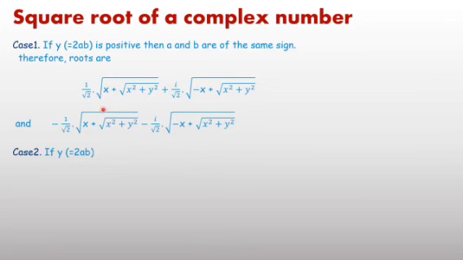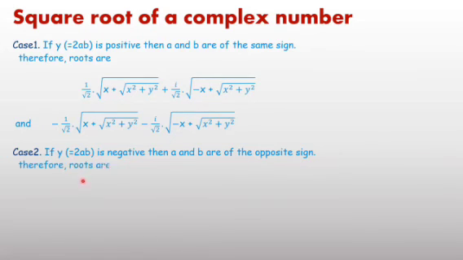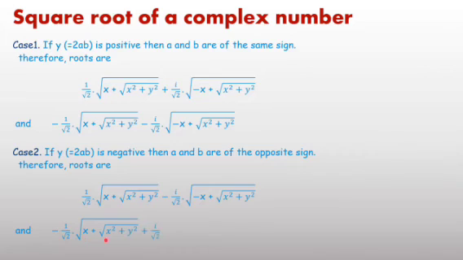Case second: if y, meaning 2ab, is negative, it implies any one of a and b is negative and the second is positive. Or in other words, a and b have opposite signs. In opposite signs, the roots are: first with plus sign and second minus, or first minus 1 upon root 2 under root x plus under root x square plus y square, and second with plus sign i upon root 2 into under root minus x plus under root x square plus y square. In this process, if any complex number is given, we can find the square root of the complex number.